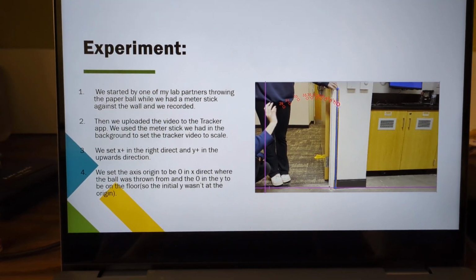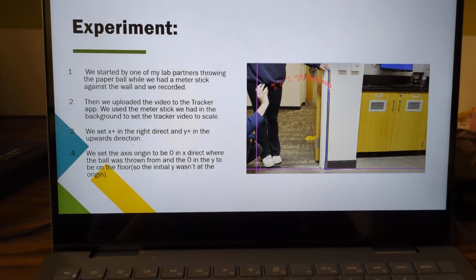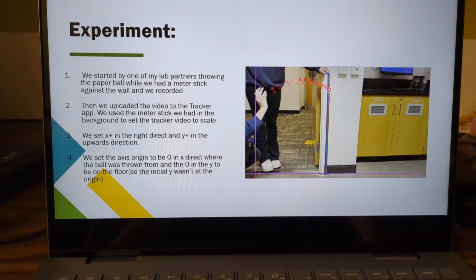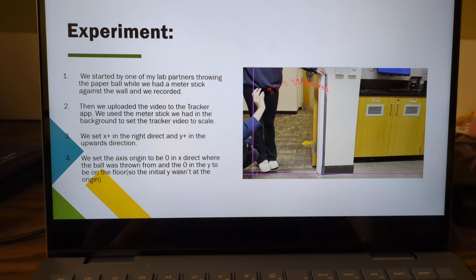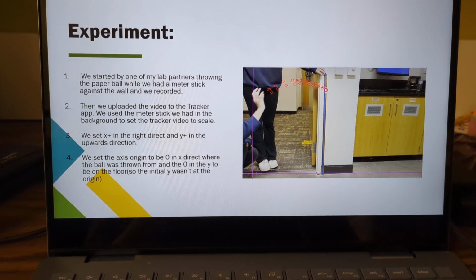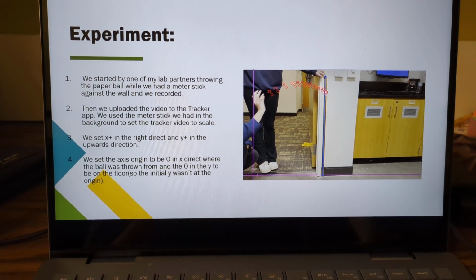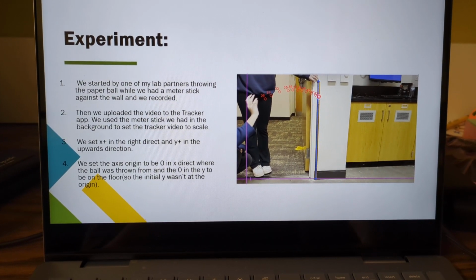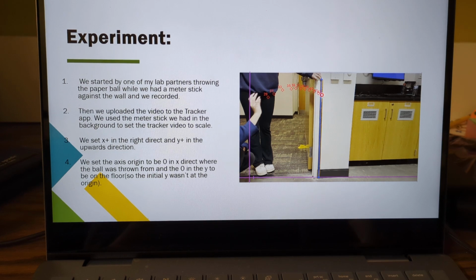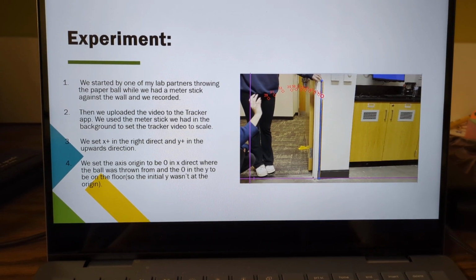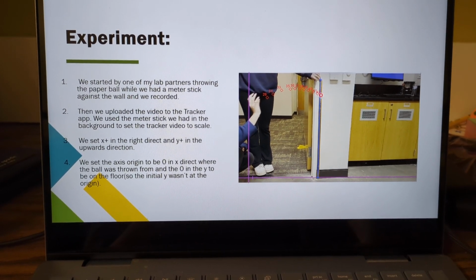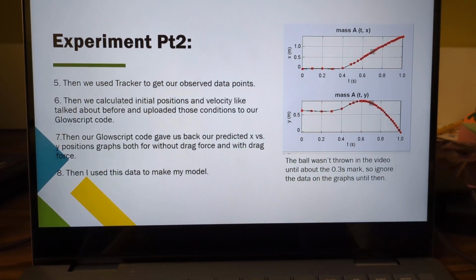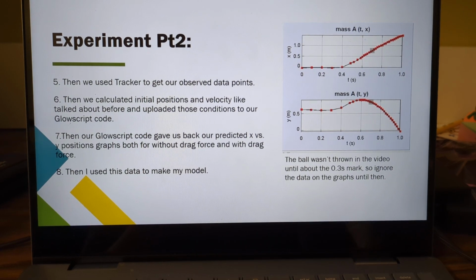To start off our experiment, one of my lab partners threw the paper ball while we had a meter stick. Then we uploaded the video to the tracker app. We used the meter stick in the background to set the tracker video to scale. We set x plus in the right direction and y plus in the upwards direction. We set the axis origin to be 0 in the x direction where the ball was thrown from, and 0 in the y direction to be on the floor. So the initial y wasn't at the origin. Then we used the tracker to get our observed data points.